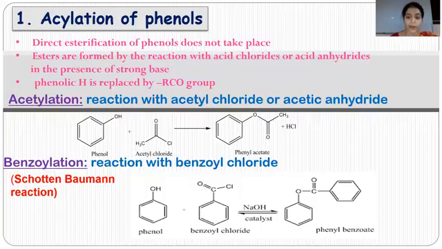If we want to prepare aromatic esters, the reaction of phenol is carried out with benzoyl chloride, C6H5COCl, in the presence of NaOH, and phenyl benzoate is formed. This reaction is very important in organic reactions since it is used for the detection of phenols. This reaction is known as the Schotten-Baumann reaction.